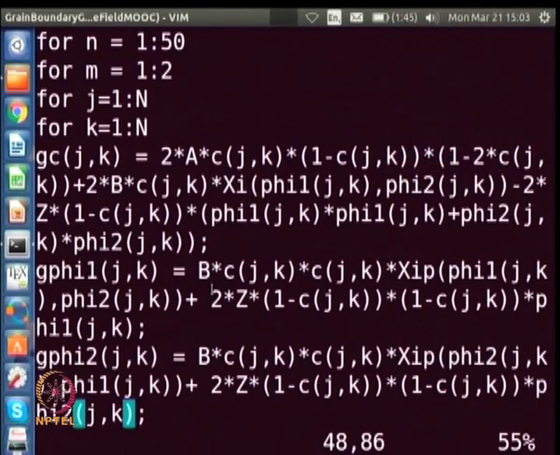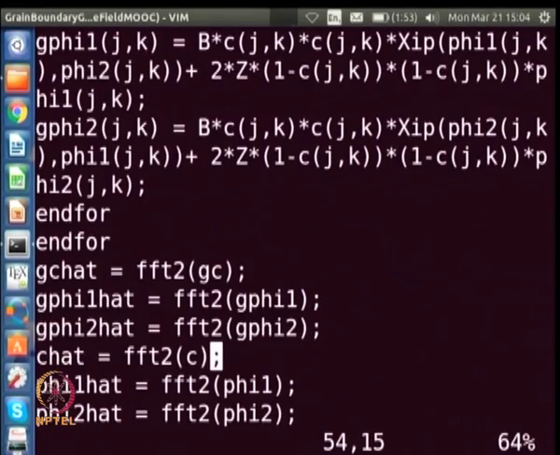So, the first one, A C squared 1 minus C whole squared, does not have any phi term. So, that does not appear. B C squared and then xi prime, this is differentiation with respect to phi 1. So, phi 1 is first and phi 2 is next, plus 2 z 1 minus C whole squared times phi 1. Similarly, phi 2 will be B C squared xi prime, but with respect to phi 2. So, phi 2 is first and phi 1 is next, and 2 z 1 minus C squared times phi 2.